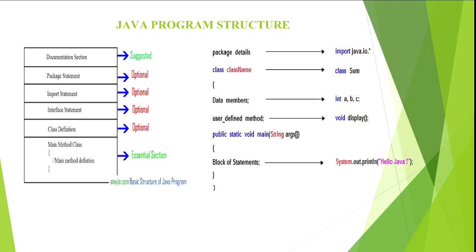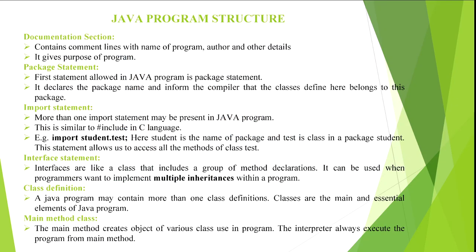What is system? System is the built-in class. What is out? Out is the object and println is the method. Class name, out as object, and println as a method to print the message as it is. This is about the Java program structure, and this is the information about all the sections that I have already told you. In case of the import statement, I have taken another example.